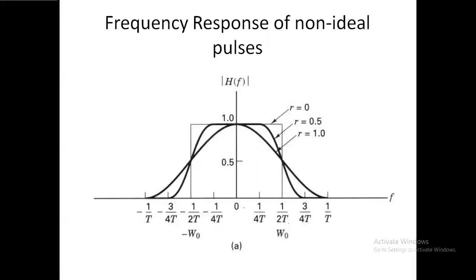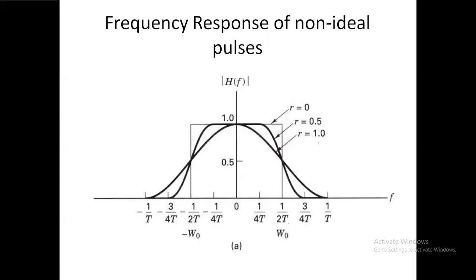So if we see what type of filters we can use in practice. These filters are not really rectangular and have some specific transition, and this transition from P to the actual bandwidth 1 by T is considered as a roll-off factor of 1.